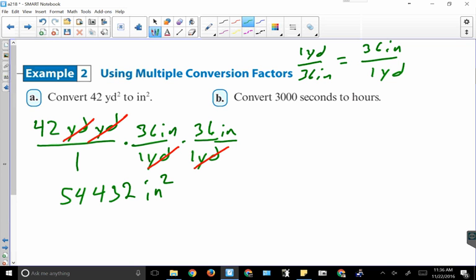Now, I've got the next one here. I want to convert 3,000 seconds. Put it over 1. Now, the only thing that I know from before is that 60 minutes is equal to 1 hour, right? Do I have a conversion that tells me how many seconds is something else?